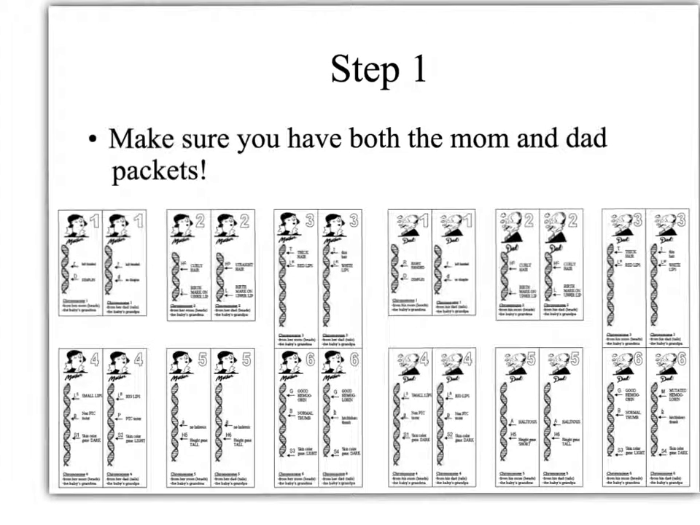So the very first step is you're going to make sure that you have both your mom packet and the dad packet. So here's an example of what they look like. This is only the first page, so you should have a total of 23 chromosomes on each page. So make sure you have both of these packets.